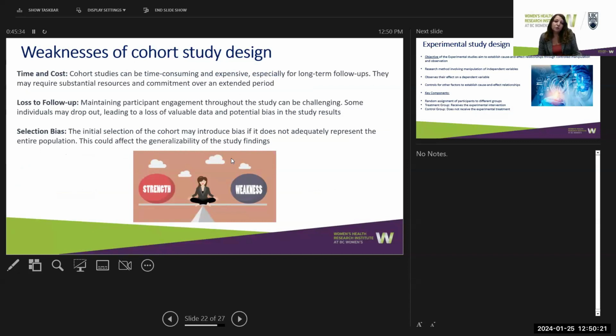Or you can have a situation where someone was in your study for a long time, suddenly disappears and comes back. You need to decide how you're going to analyze the data for those subjects. And if you have lots of loss to follow-up in a really high percentage, your results might be more biased. And you have selection bias. The initial selection bias of the cohort may introduce bias if it does not adequately represent the entire population. This could affect the generalizability of the study findings.